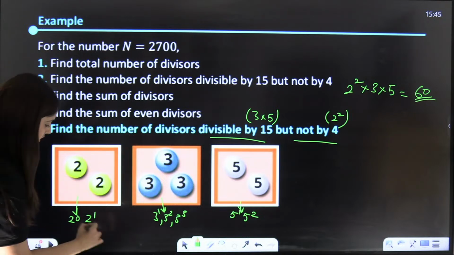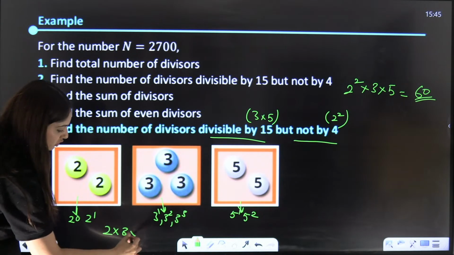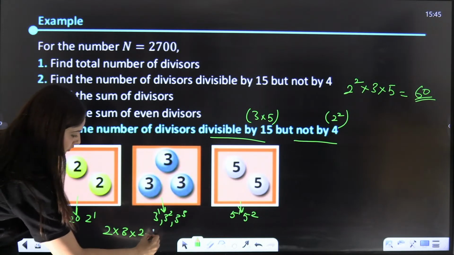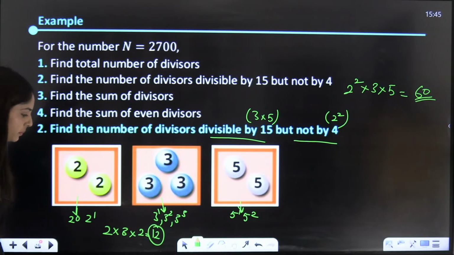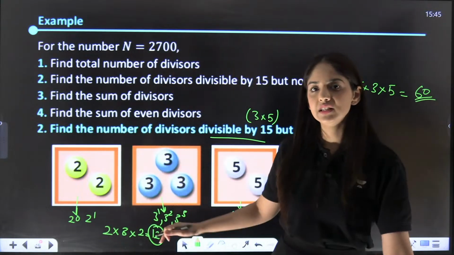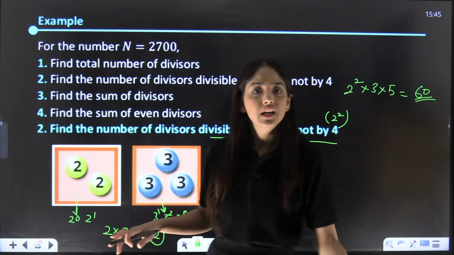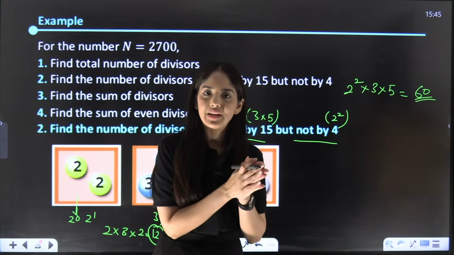So that means in total we have 2 options for 2, 3 options for 3 and 2 options for 5. So in total 12 possible divisors can be made that are divisible by 15 but not by 4. Okay, so this is how very logically you will approach this problem. You will not memorize anything. You just have to be very careful while counting the number of divisors.